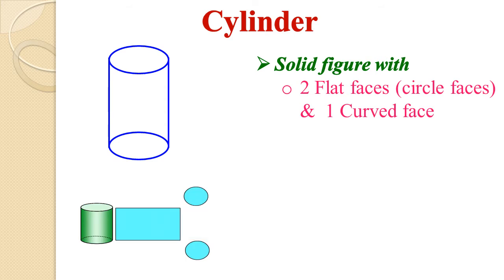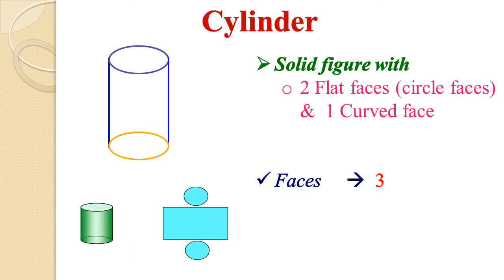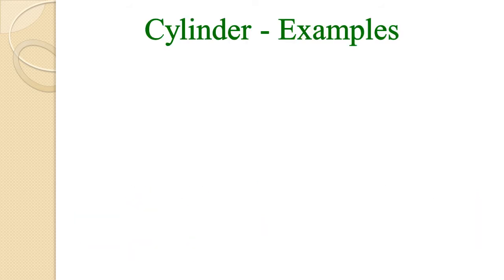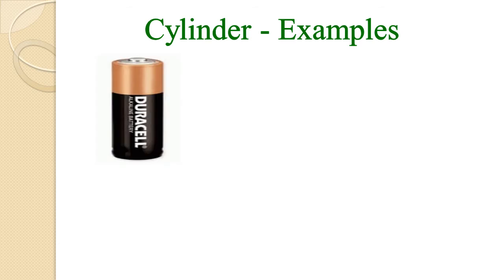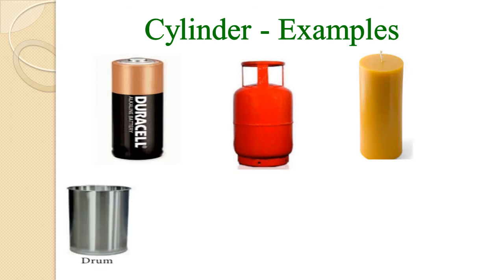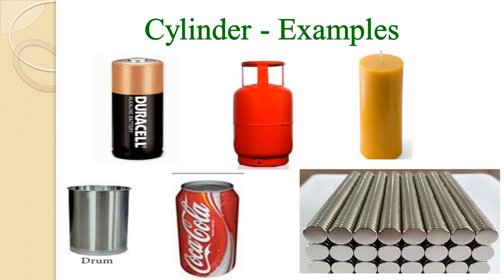So cylinder has 3 faces and cylinder has 2 curved edges. Next, it has no vertex. So now let's see a few examples of cylinder: battery, gas cylinder, candle, drum, the juice can and pipe.